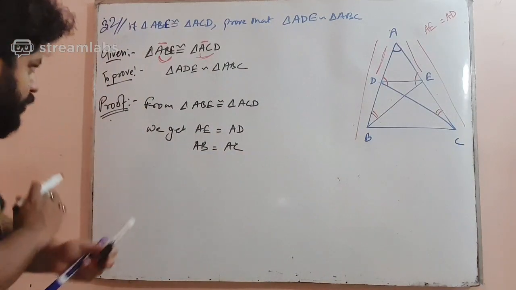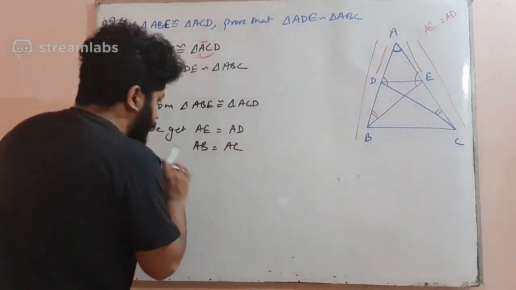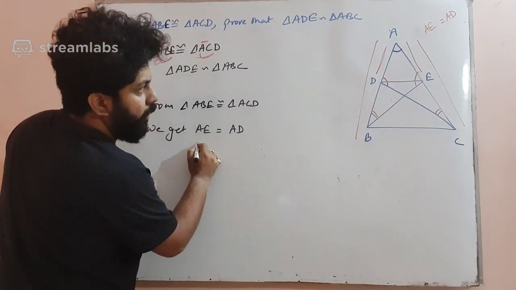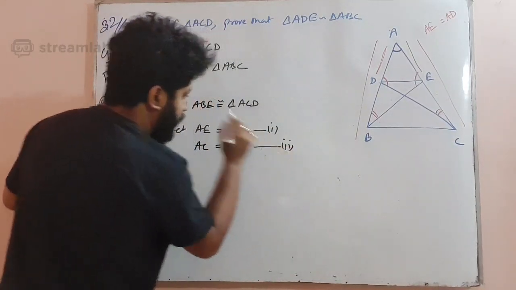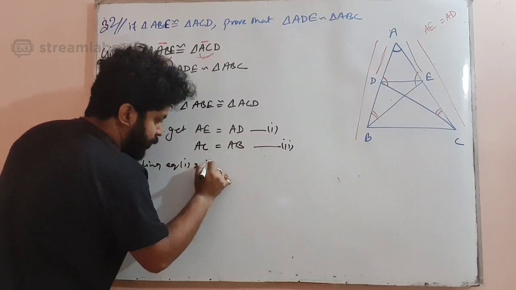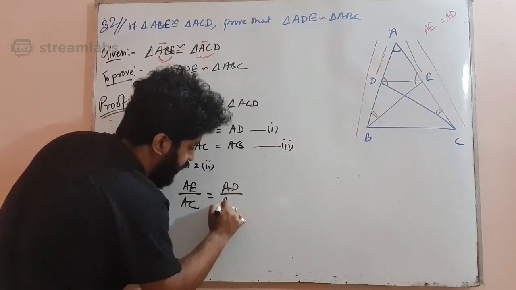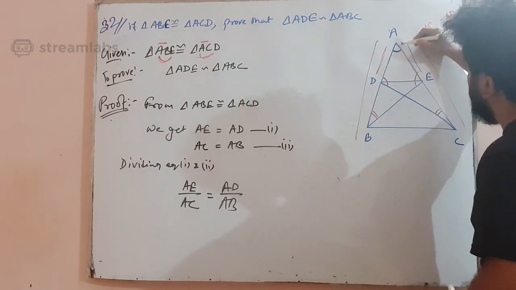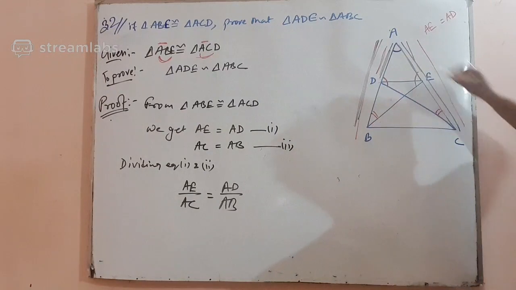Now if we twist and turn it a little bit, if I write it like this, AC equals to AB, equation 1 and 2. मुझे एक बात बताओ, डिवाइडिंग इक्वेशन 1 and 2 आपको क्या मिलता है? AE by AC is equal to AD by AB. नहीं मिलता? AE by AC is equal to AD by AB. नहीं मिलता? और एंगल A कॉमन.